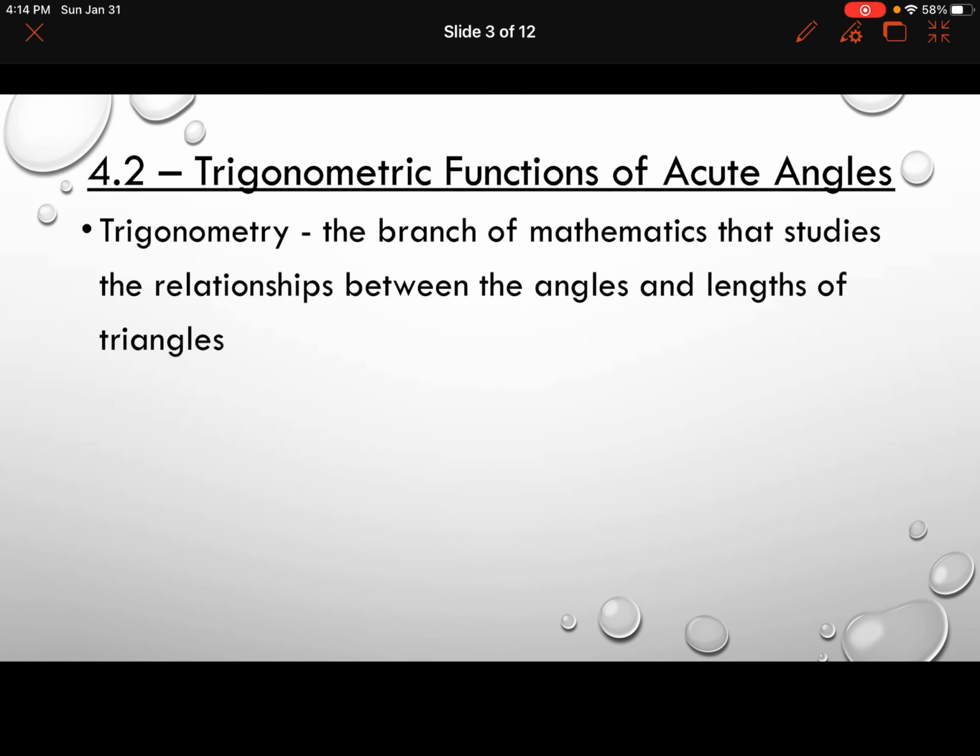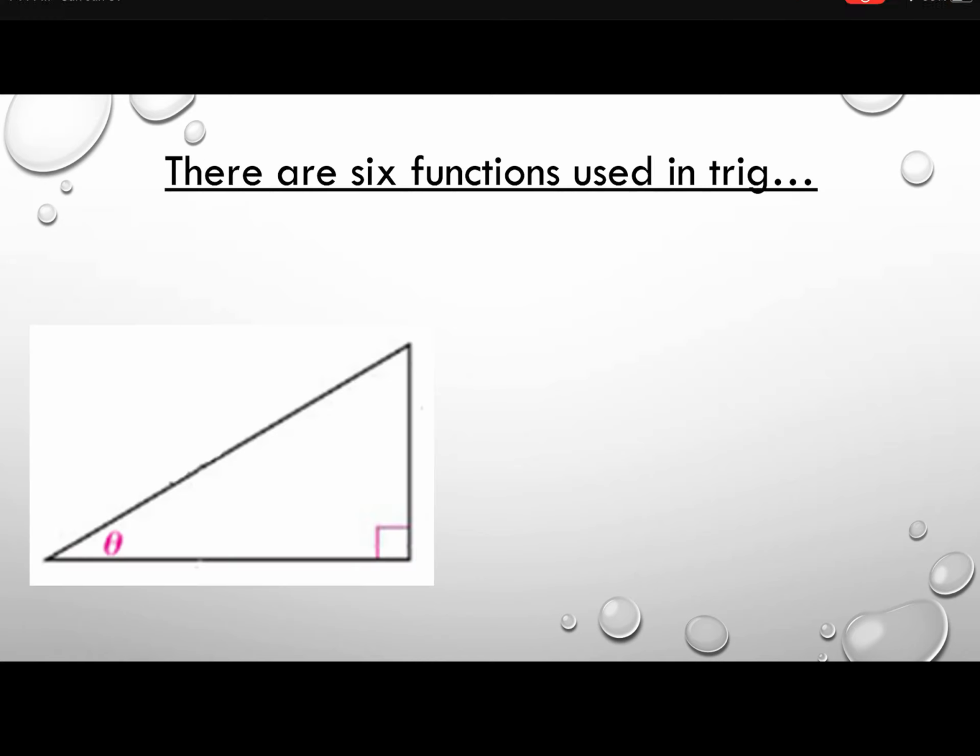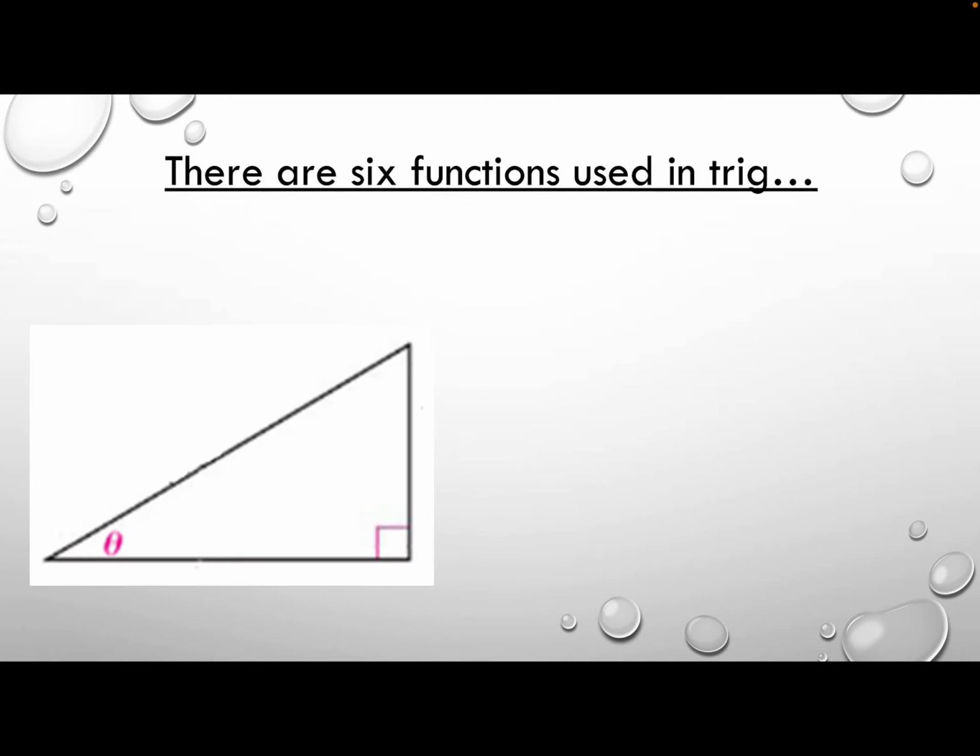So first let's talk about what is trigonometry. Trigonometry is the branch of mathematics that studies the relationships between the angles and lengths of triangles. Namely, in most cases it's right triangles, not always right triangles, but in most cases it is. So we're going to be looking at the sides and angles of triangles, basically, and see how they relate to each other.